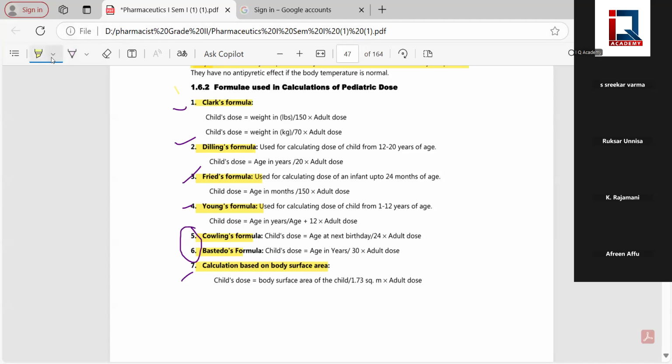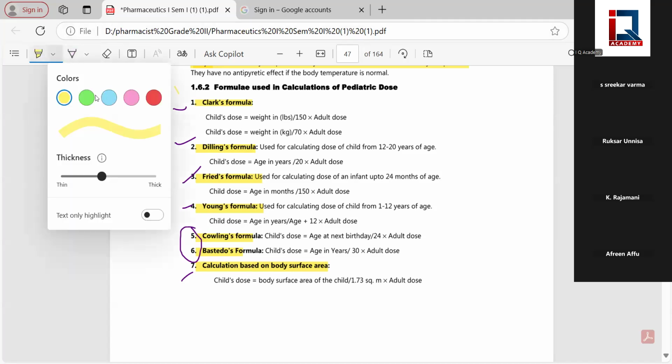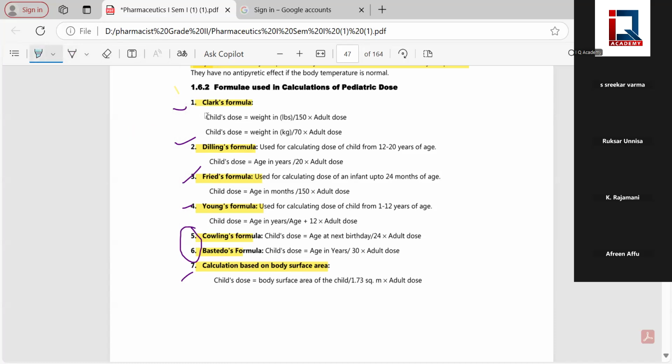See, Clark's formula is very basic and very simple. In this formula, the weight is taken in pounds, divided by 150, multiplied by the adult dose. Or if the weight is taken in kilograms, then the weight divided by 68 into adult dose. This is Clark's formula.